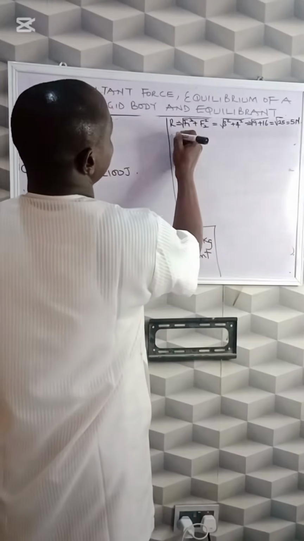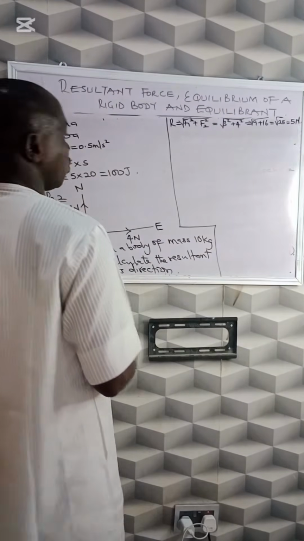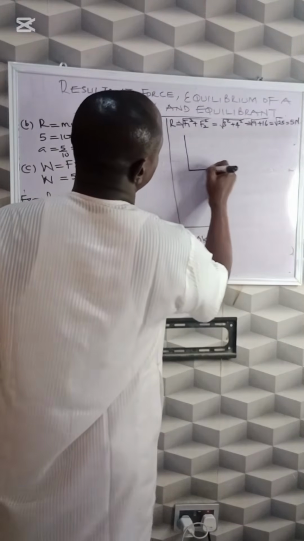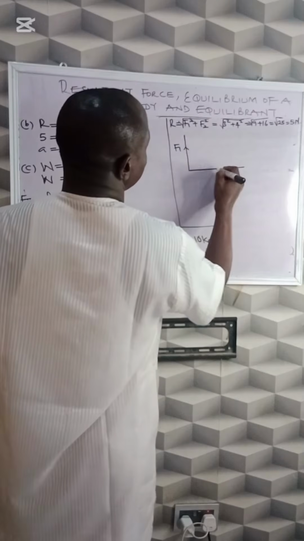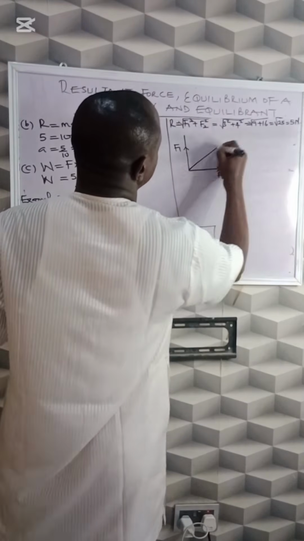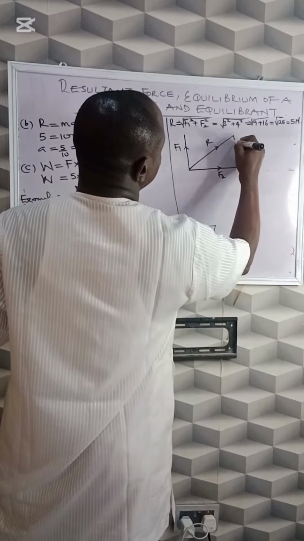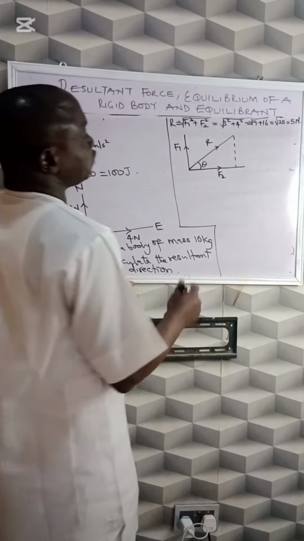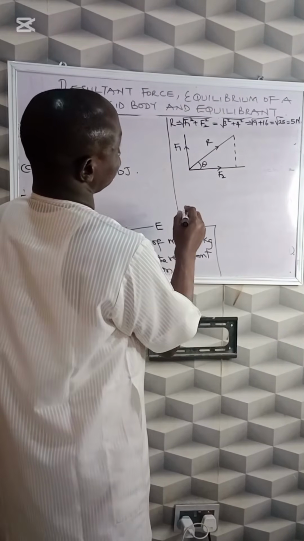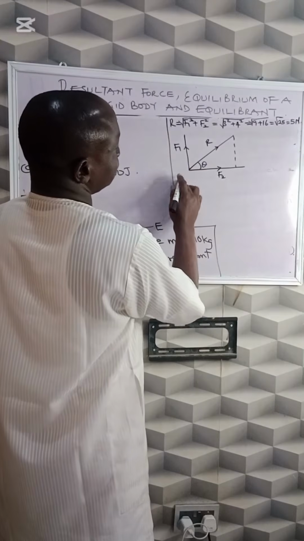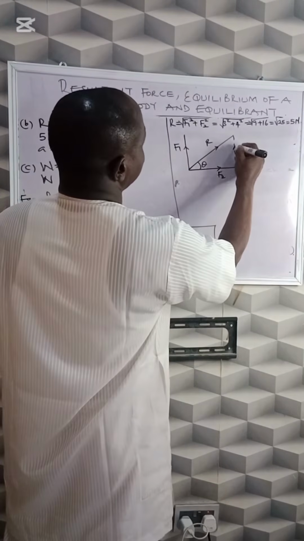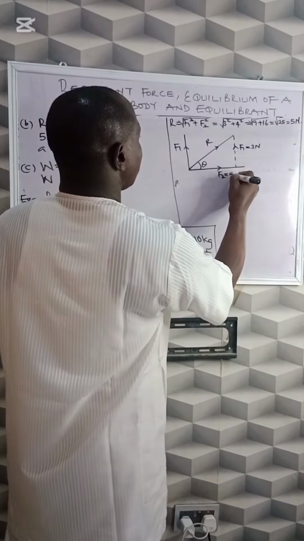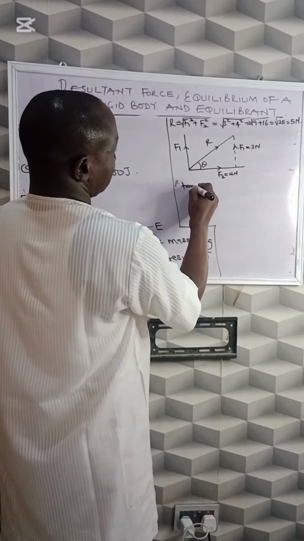Another thing we are going to do is to calculate the direction. Like I've told you, when you draw the diagram, F1 here, F2 here, and this is the resultant. This is the direction they are talking about. That is theta. So you can say that this is the same thing as F1, and luckily enough, this is 3 Newton. This is 4 Newton.